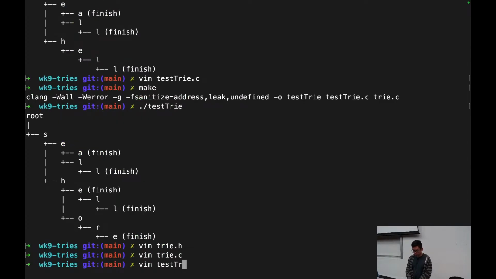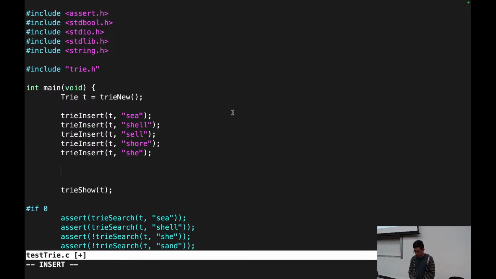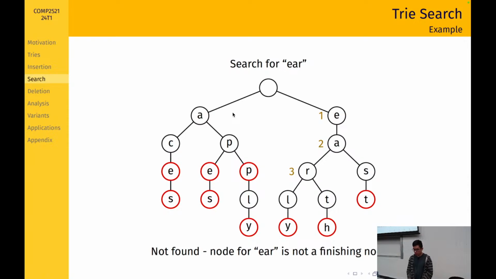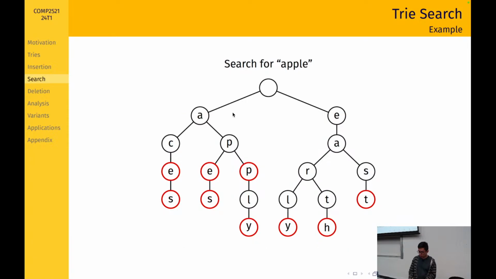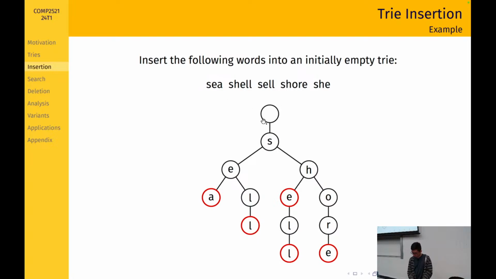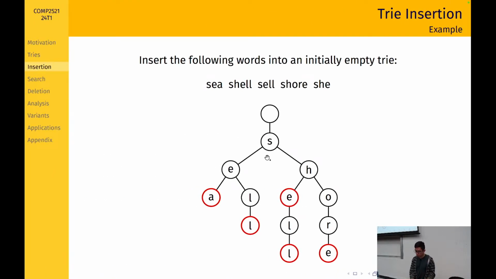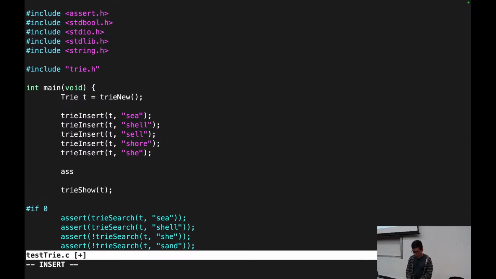Now let's modify our test program a bit. First of all, let's try some cases similar to the ones that we've discussed here. If I have this trie, which is the same as the one that I've created in the test program, then let's search for the word shell, for example. So we're going to assert that the word shell is in the trie.